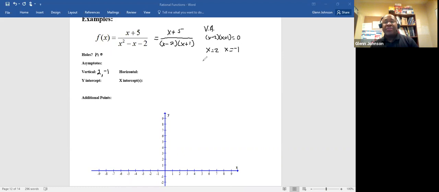Now, what about the horizontal asymptotes? Well, remember that for the horizontal asymptotes, we compare the degree of the numerator and the degree of the denominator. The degree of the numerator in this case is 1 because it's a linear expression. The degree of the denominator is 2. So we have a smaller degree in the numerator than we do in the denominator. Therefore, the horizontal asymptote will be just the x-axis, or y equals 0.